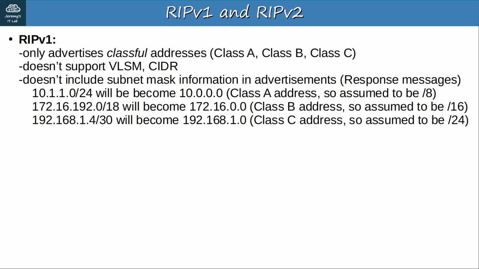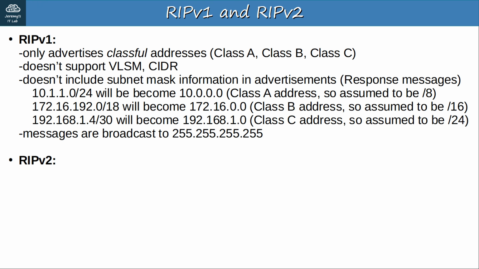This is simply not acceptable in modern networks, where IPv4 address classes are no longer used and have been replaced with CIDR and VLSM. We need the ability to use subnets, not just the classful networks. Okay, one more thing about RIP version 1. Its messages are broadcast to the IP address 255.255.255.255, so all routers on the local segment will receive the messages.